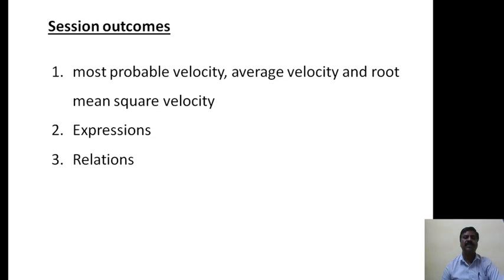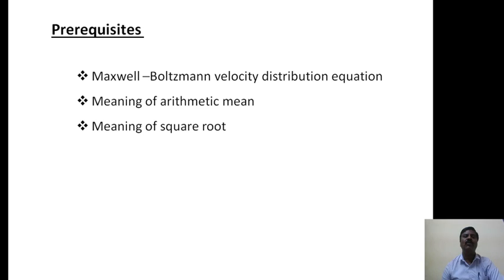Before going to discuss this session, you should already know about the Maxwell-Boltzmann velocity distribution equation, the meaning of arithmetic mean and how to determine the arithmetic mean of particular numbers. Again, you should already know how to determine the square root of a particular number.